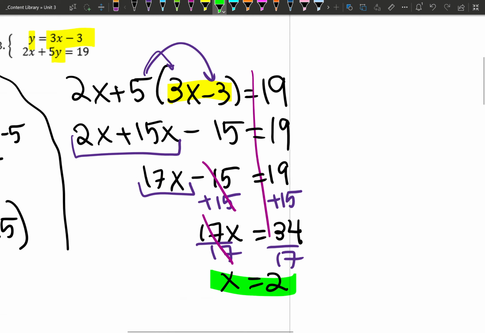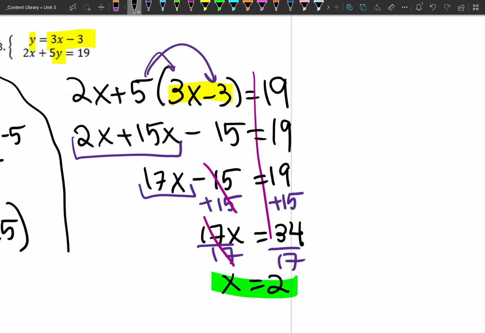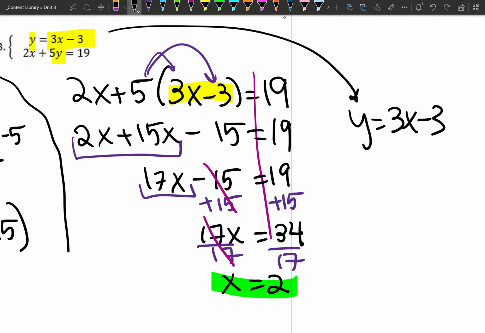We got half of our answer. Now we need to find out what y is. y equals 3x minus 3, which means y equals 3 times 2 minus 3, because that's what we found for x.